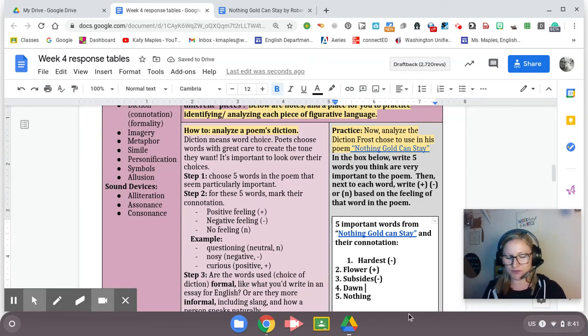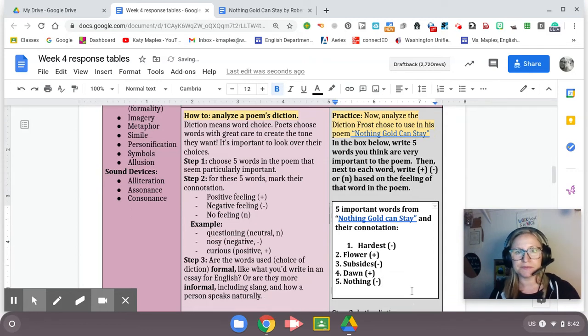Dawn, we usually associate dawn with beauty. That morning light, again, it doesn't last very long, but it's really beautiful while it does. And nothing, nothing gold can stay. Going back to that, it's kind of negative. So we've got negative and positive in this poem, right?